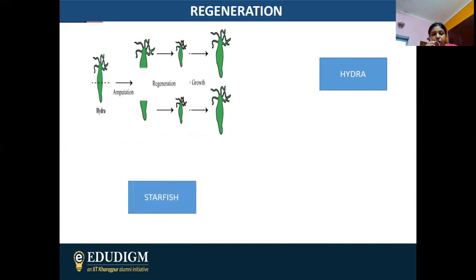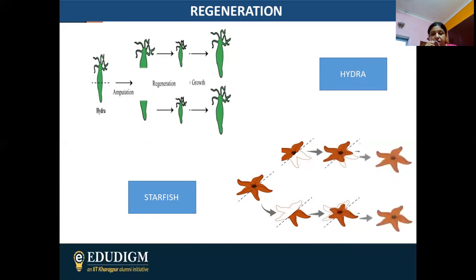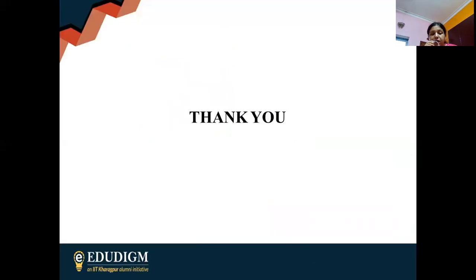Another example is the starfish, which also regenerates. It is first amputated longitudinally, then the parts regenerate, and finally they grow into new adults. In Hydra, the regeneration takes place vertically, and in the starfish it normally takes place longitudinally. So finally, this much we have on the methods of reproduction.